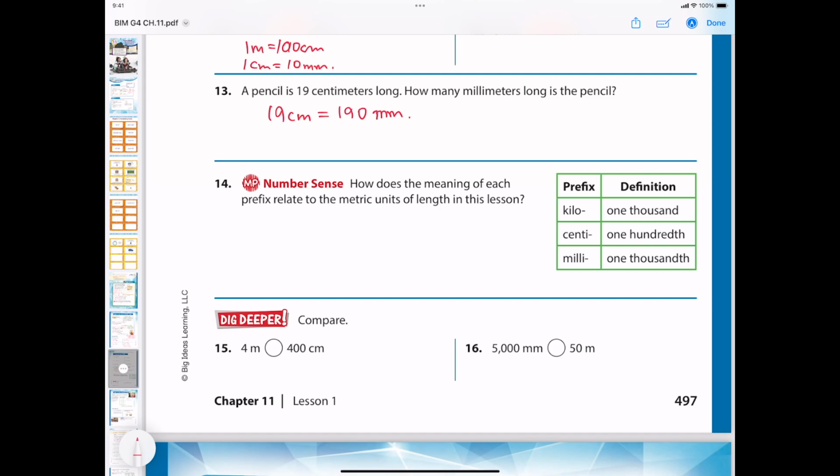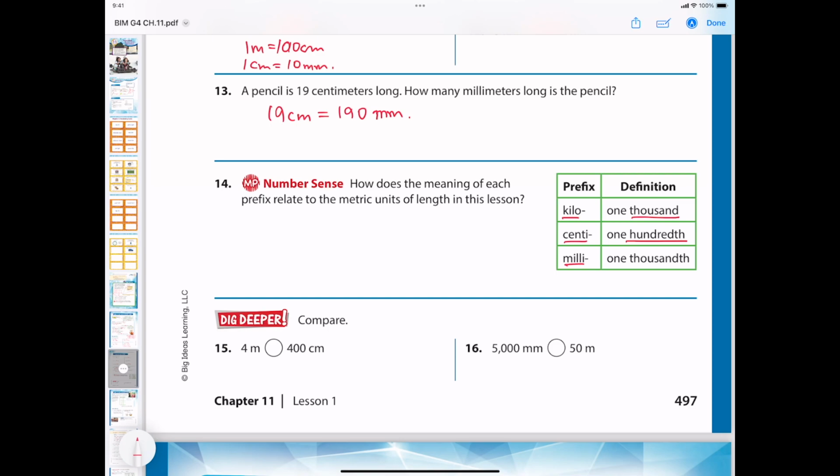Number 14, how does the meaning of each prefix relate to the metric units of length in this lesson? Okay, so I want you to figure it out. Kilo means what? 1,000, right? And centi means 100. And milli means what? 1,000ths. Okay, hundredths.